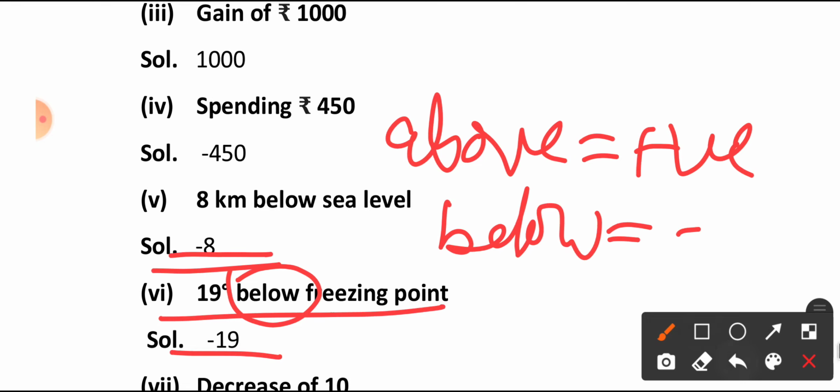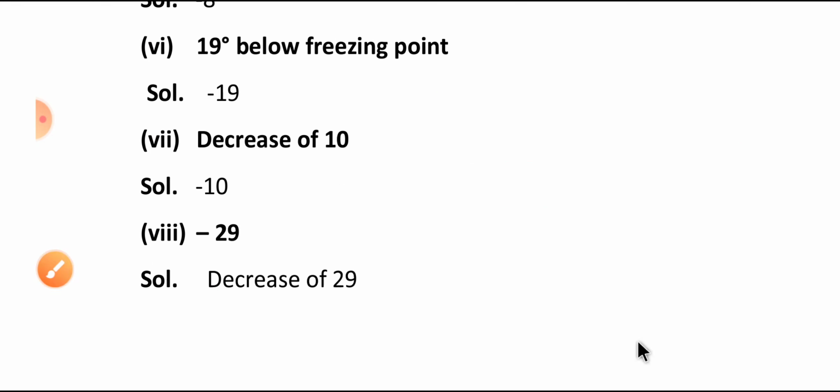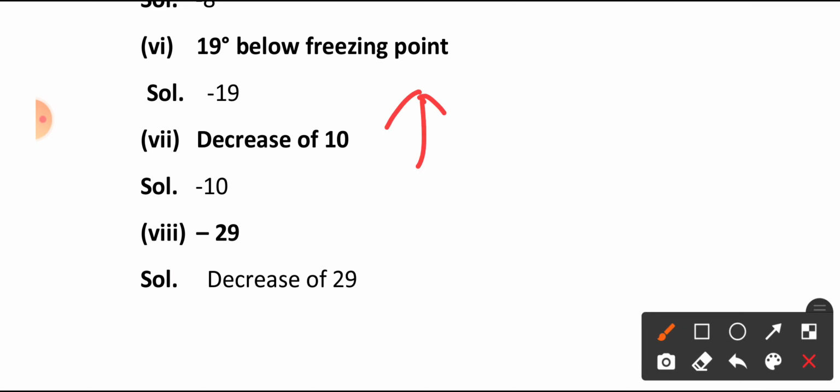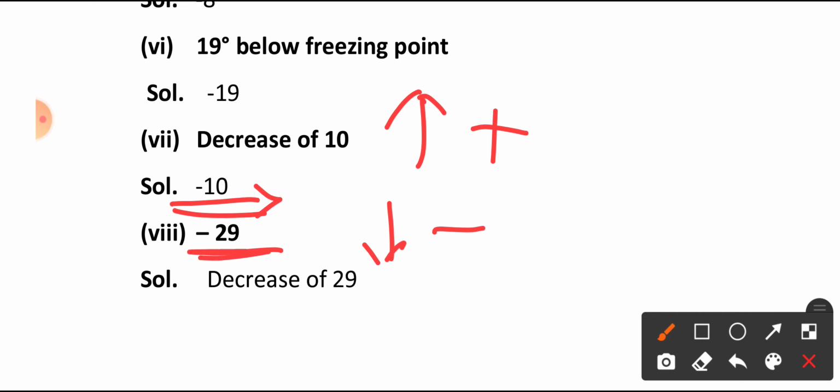Then next one, decrease of 10. So increase means plus and decrease will be minus, so it will be minus 10. Now it is given as minus 29 and we have to write in statement. So how we can write it? Minus means decrease only, so decrease of 29.